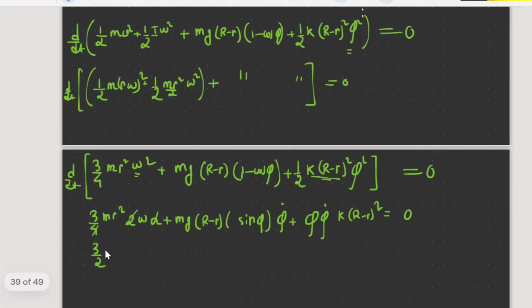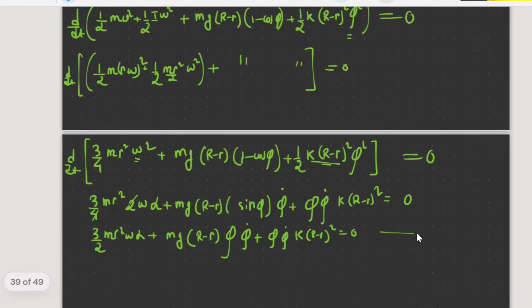Now here 2 will cancel out. So we are getting 3/2 m r square omega alpha plus mg (capital R minus small r) sin phi. Sin phi here I can write as phi, because phi is a very small angular displacement. So I can directly write phi instead of sin phi. For SHM, we can write sin phi equal to phi. So phi dot plus again phi dot k (R minus r) square equal to 0.